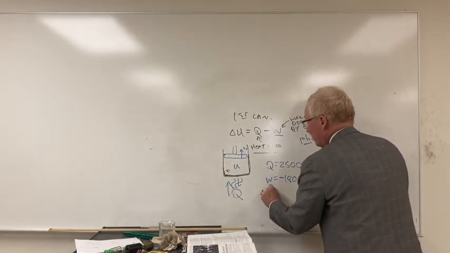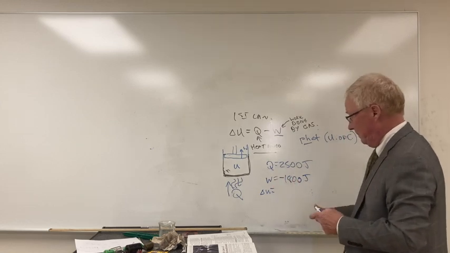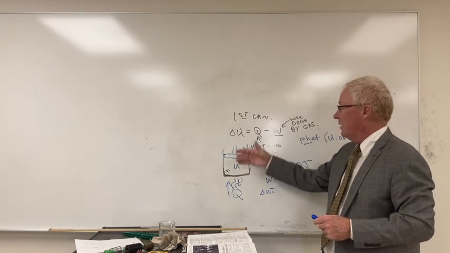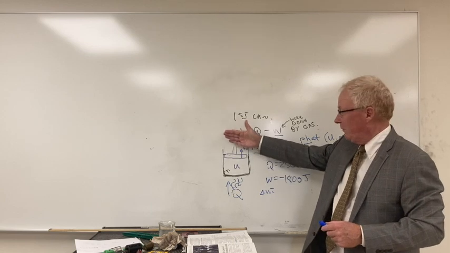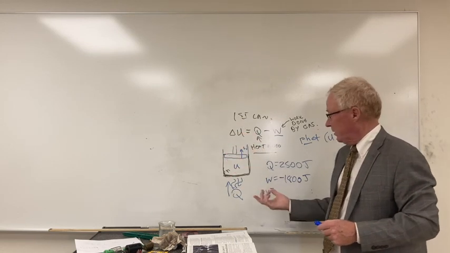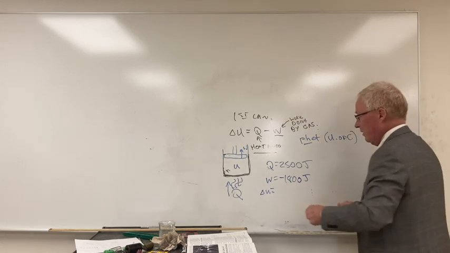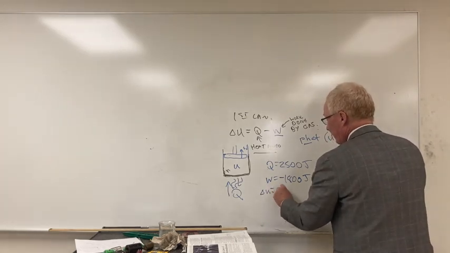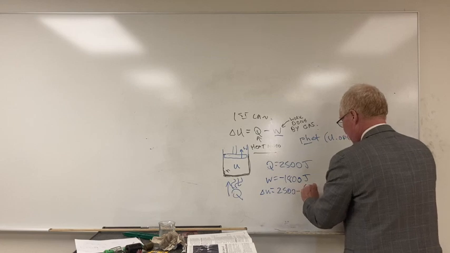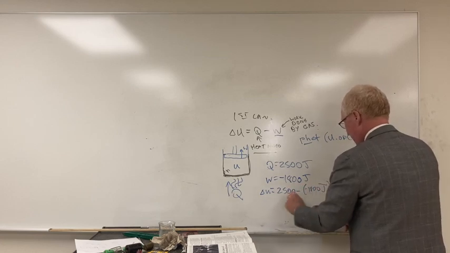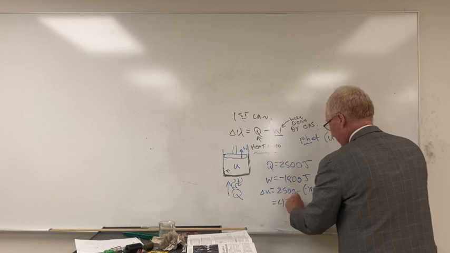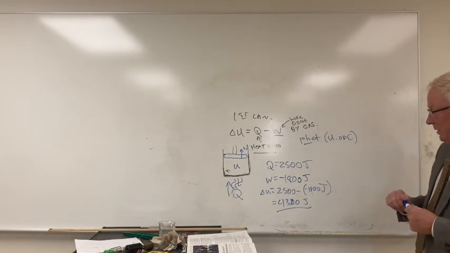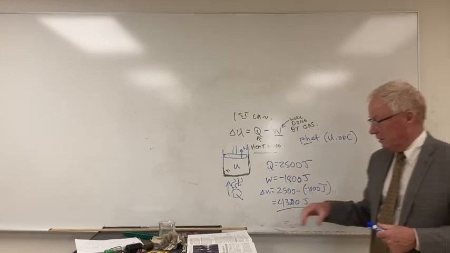So delta U, thinking about it intuitively, if we add heat to a gas, that will raise the internal temperature. And then if we compress it, much like a diesel engine, that will also increase internal energy. So these two should combine to make the internal energy higher. So delta U is 2500 minus negative 1800, which would be 4300 joules. Okay. So again, look at the question. It's work done on the system that does that.